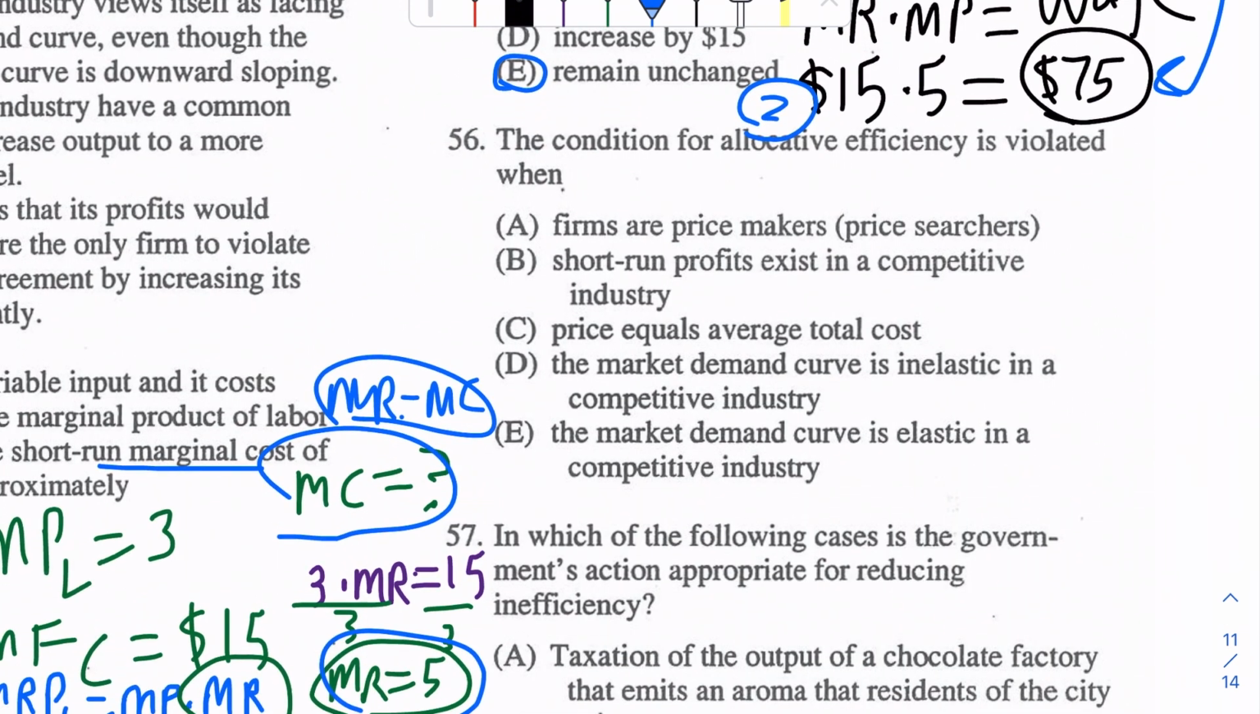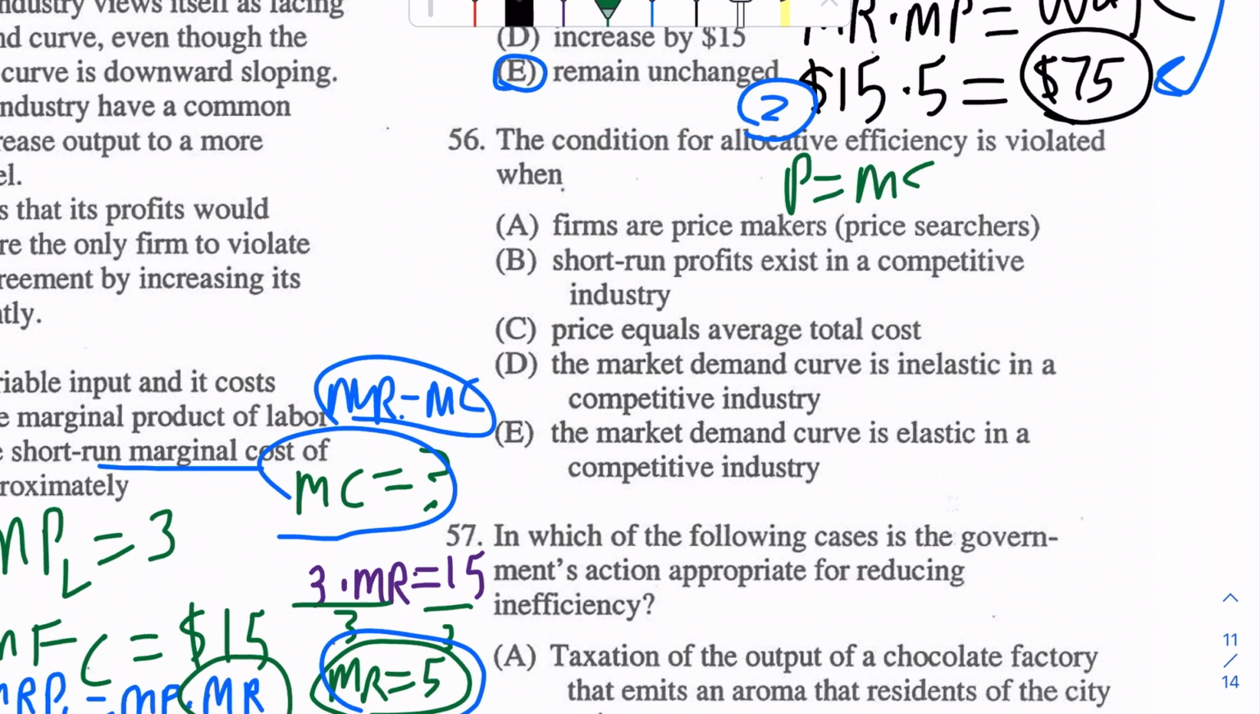56. Condition for allocative efficiency is violated when. So as soon as you see allocative efficiency, this is where price is equal to MC. And the only place that happens is perfect competition. So why is this violated?